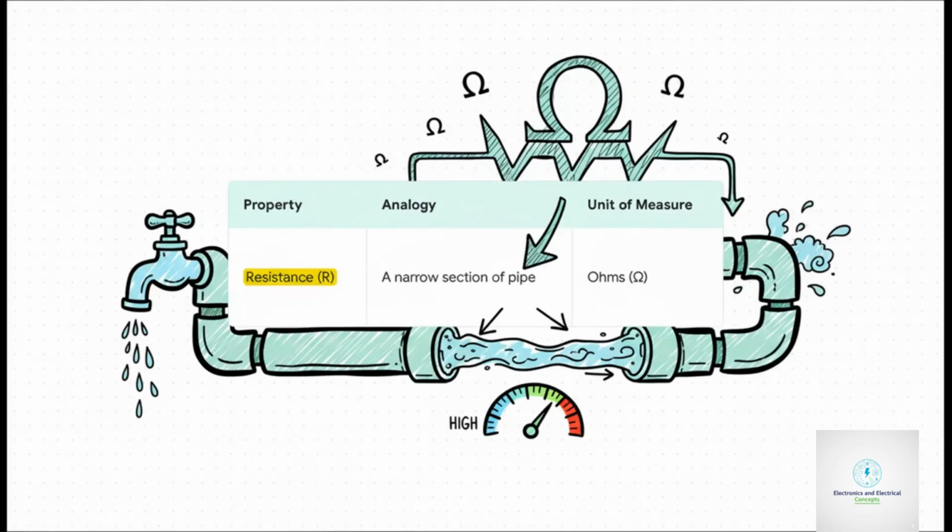And to complete our water analogy, resistance is like a narrow part of the pipe, a pinch or a clog. It makes it way harder for the water to squeeze through, which slows down the overall flow. The tighter that squeeze, the higher the resistance, and we measure this opposition in a unit called ohms.